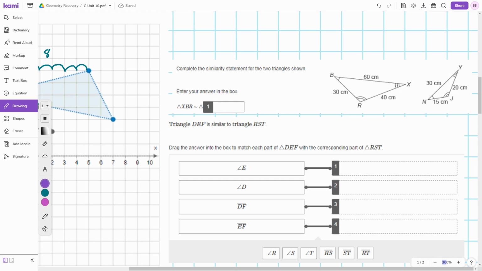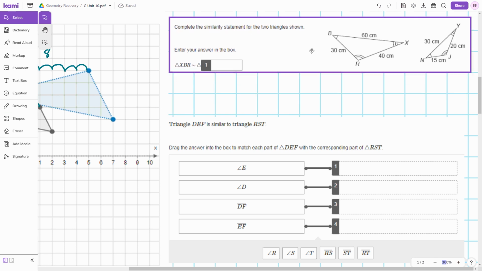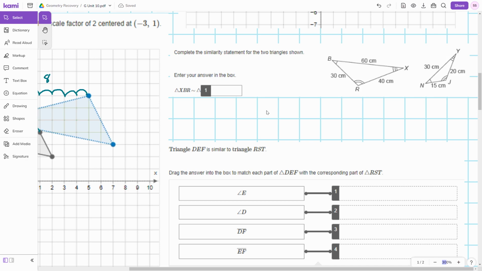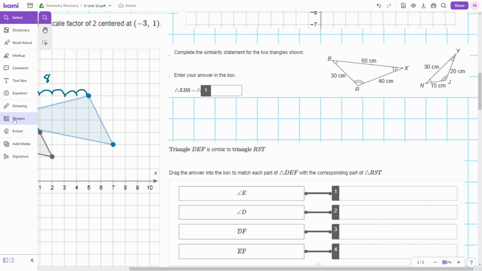Complete the similarity statement for the 2 triangles. Now remember, with similar triangles, I'm right here on this question. I don't know why these are so close to each other, but it's weirding me out. With similar triangles, the order is going to be the same. So even though the side measurements aren't the same, you're not looking at the sides. No. Sides are proportionate. Angles are congruent.